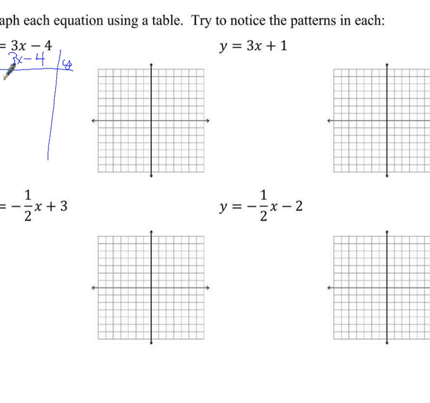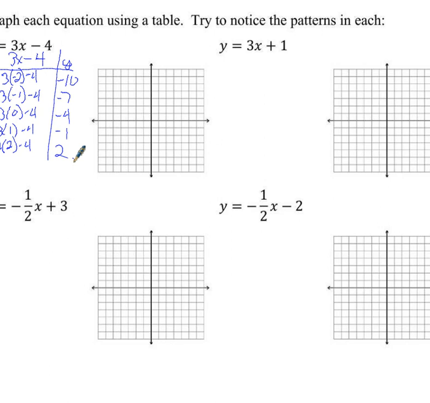Okay, I plugged the -2 in, so I'm showing my work in this middle column. 3 times -2 minus 4. Well, 3 times -2 is -6. -6 minus 4 is -10. Then I have -1. Substitute in my -1. So 3 times -1 minus 4 gives me -7. 3 times 0 minus 4 gives me -4. 3 times 1 minus 4 gives me -1. And 3 times 2 minus 4 gives me 6 minus 4, which is +2.